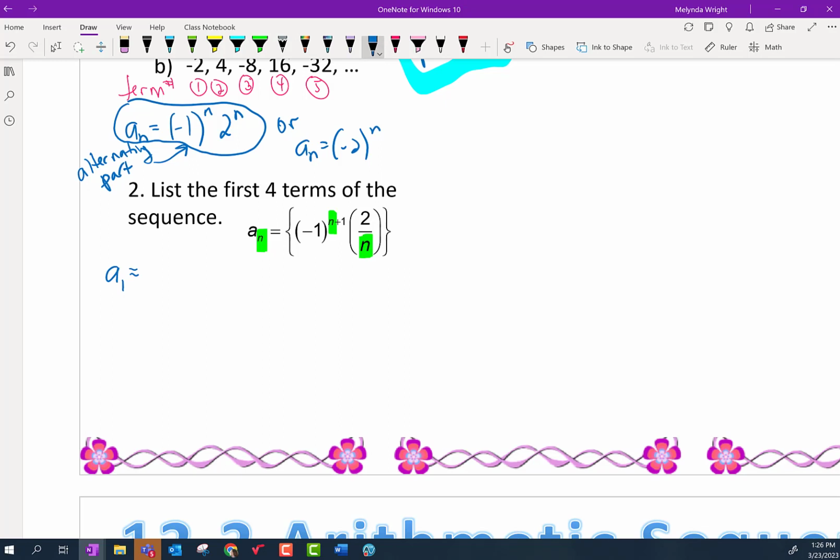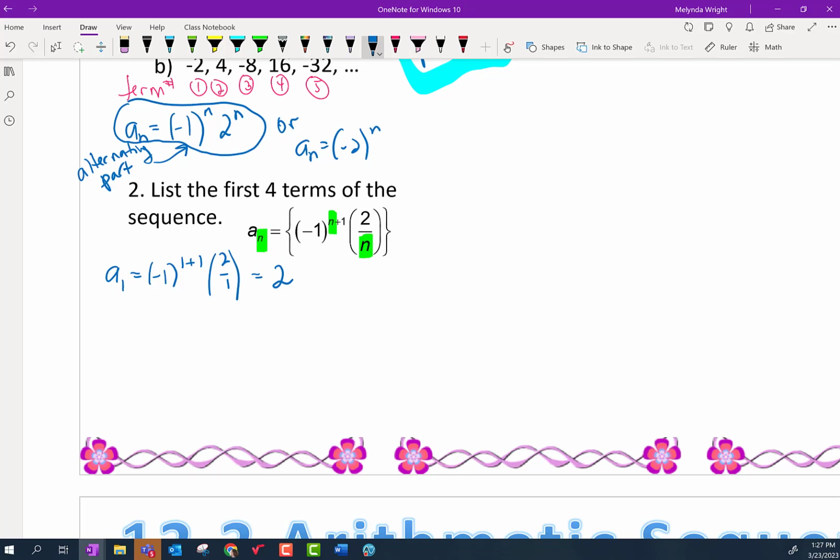So I've got a sub 1 equals -1 to the 1 plus 1 times 2 over 1. Okay, we need to clean that up and simplify it. Let's see, -1 squared is a positive number, and so that just gives me 2. So my first term is 2. I'm going to pause here for a second, make sure we're all okay.